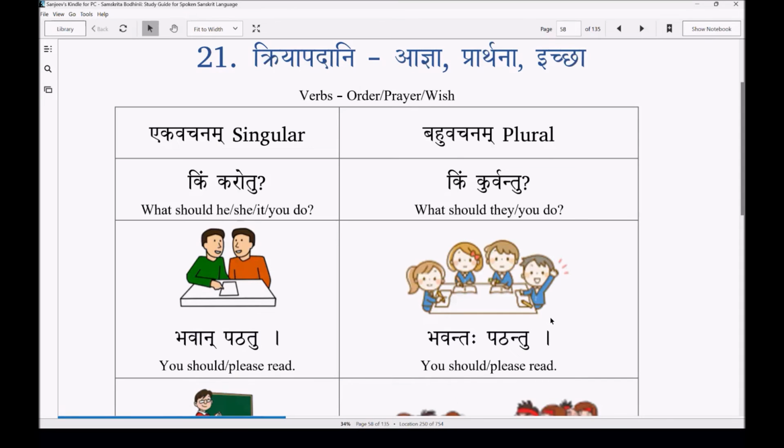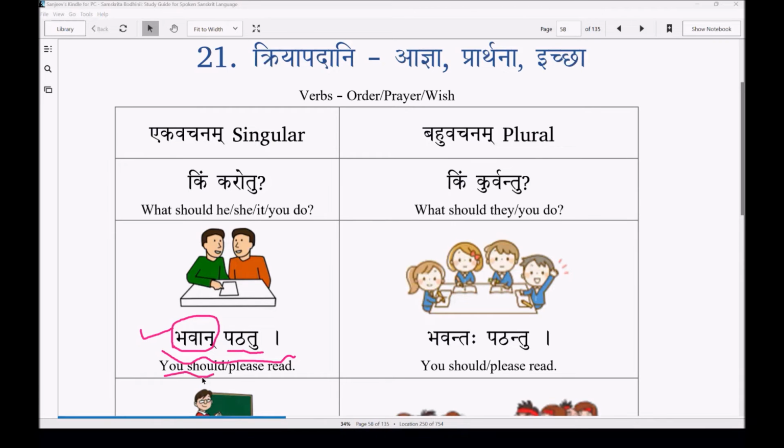Examples here: kriyapadani, ajna, prarthana, ichha. Ichha means wish, ajna means ordering, prarthana means praying. Praying is requesting somebody, right? Requesting to do something. So the singular ekavachana form here, the question we'll see later, but if you see here, bhavan pathatu. Bhavan means you, right? This we know.